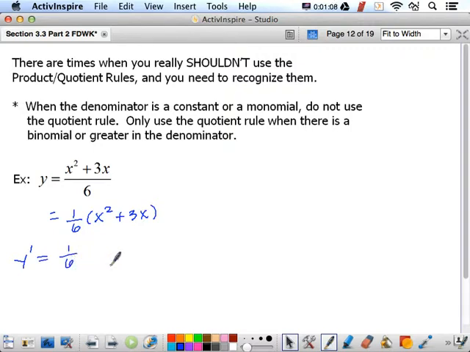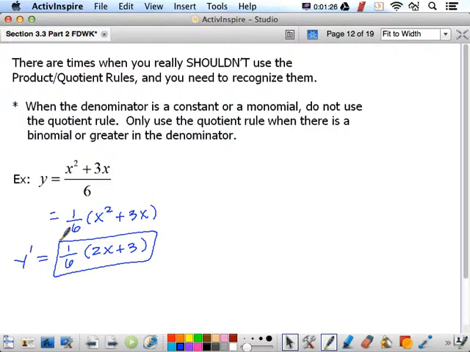Now you couldn't do that if that was a 1/6 x. You can only do that because it's a constant. So it's really easy to just take this derivative this way. That's the only time you can take a derivative with something outside the parentheses like that.